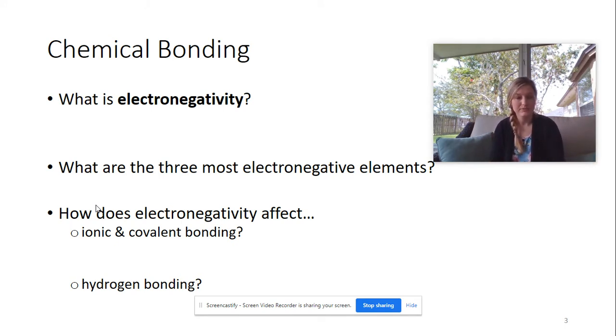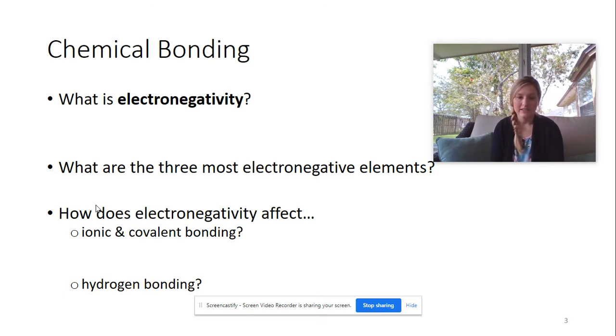So it's important. Three most electronegative elements: you can look in the top right corner of the periodic table. I know oxygen's in there. I think fluorine is the most electronegative, and nitrogen's probably one, which is probably why hydrogen bonding happens with fluorine, oxygen, and nitrogen. Don't quote me on that. I'm just going by my memory, but check that one.